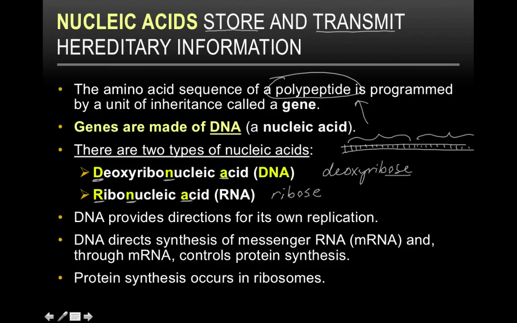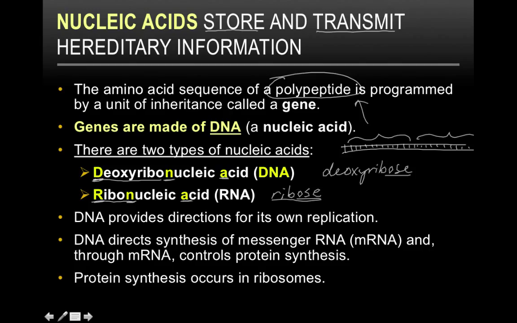Notice the "-ose" on each name? That's consistent for sugars. So deoxyribose leads to deoxyribonucleic acid, whereas in RNA, the ribose sugar leads to ribonucleic acid. So the sugars found in their nucleotide monomers are used in their names.